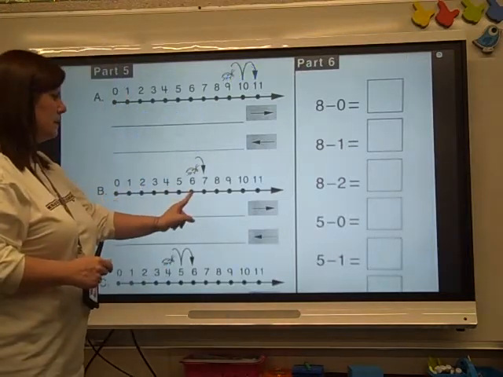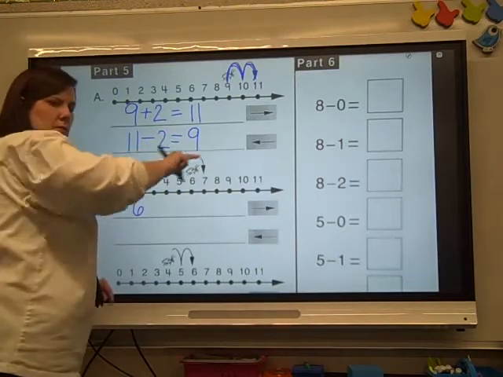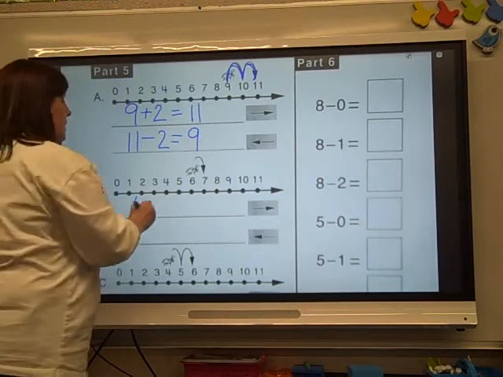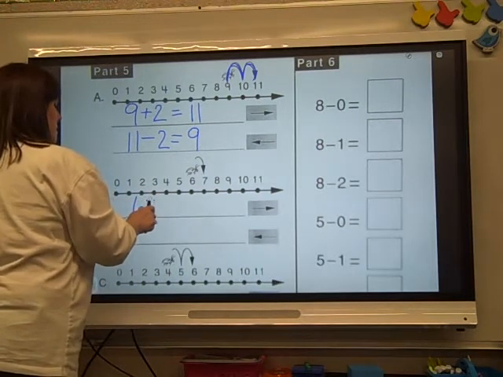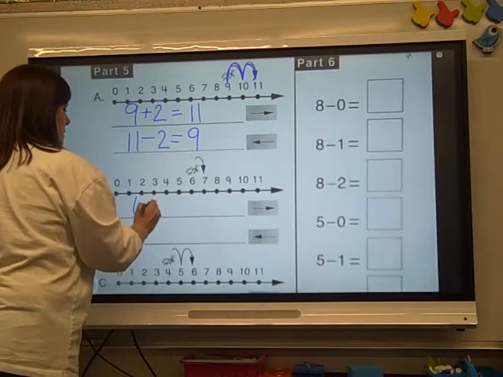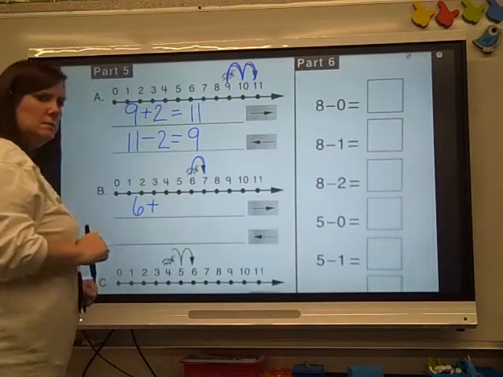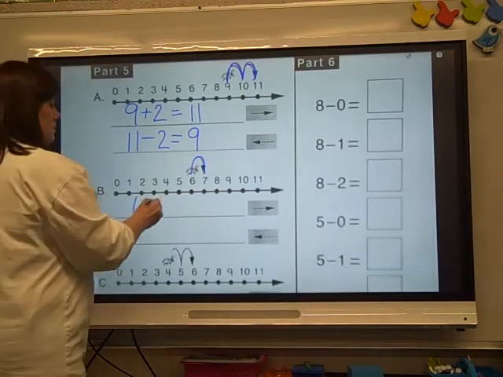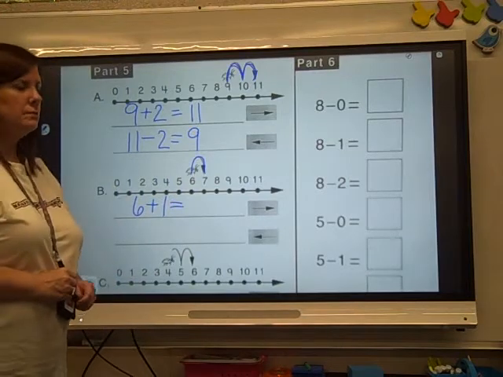Ready? Where's our bug sitting? On the 6. He's hopping that way. That's plus, isn't it? Make sure you got a plus. Whoop, my plus was rough. All right, now how many hops did our bug make? 1. Where did he land? On the 7.